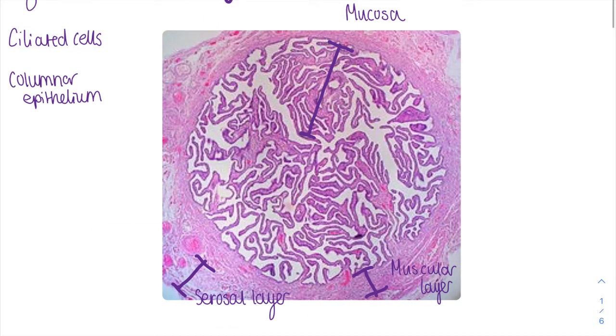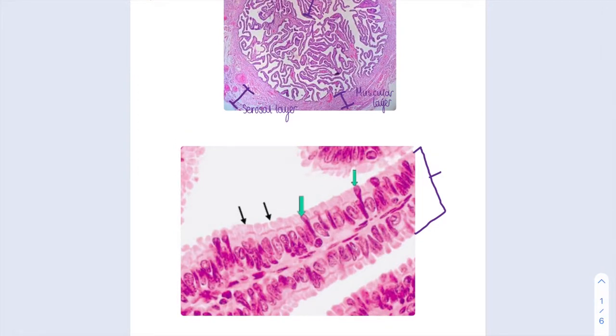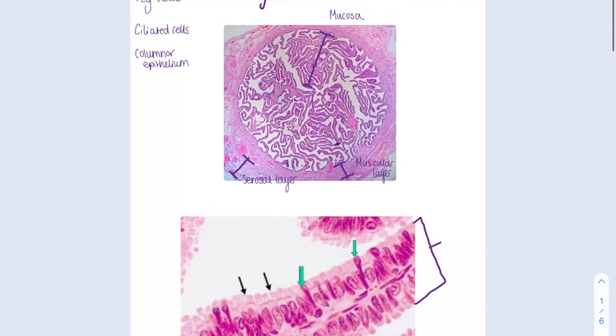Looking at this next diagram, it's a bit closer, higher definition, under a high-power microscope. We have the ones with the green. First of all, the whole thing is the columnar epithelium. In the fallopian tube, the epithelium is columnar epithelium.